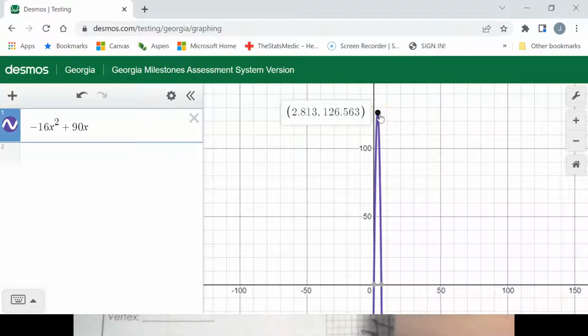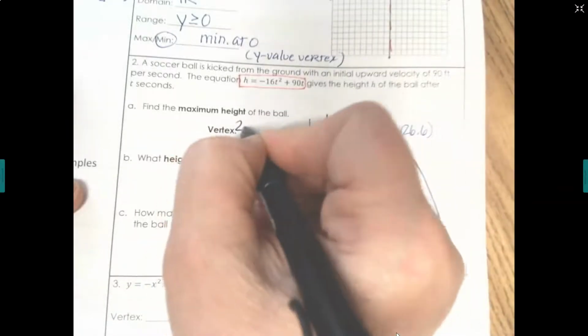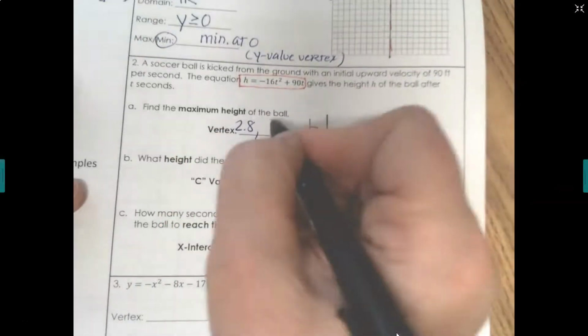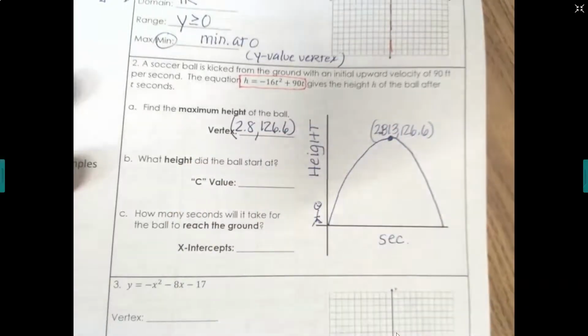I'm going to write this and label my vertex. 2.813, comma 126.6. I'll go ahead and round that. So that's our vertex right here: 2.8, comma 126.6. And I just got that from the graph.